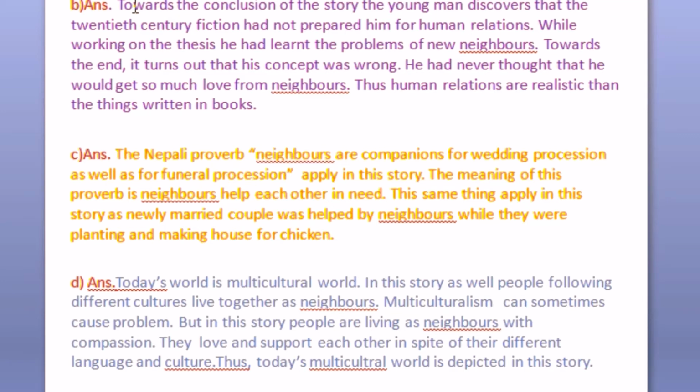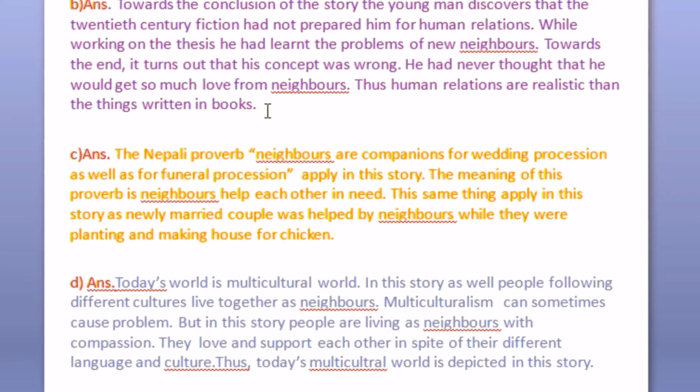While working on the thesis, he had learned the problems of new neighbors. Towards the end, it turns out that this concept was wrong. He had never thought that he would get so much love from neighbors. Thus, human relations are more realistic than the things written in books.